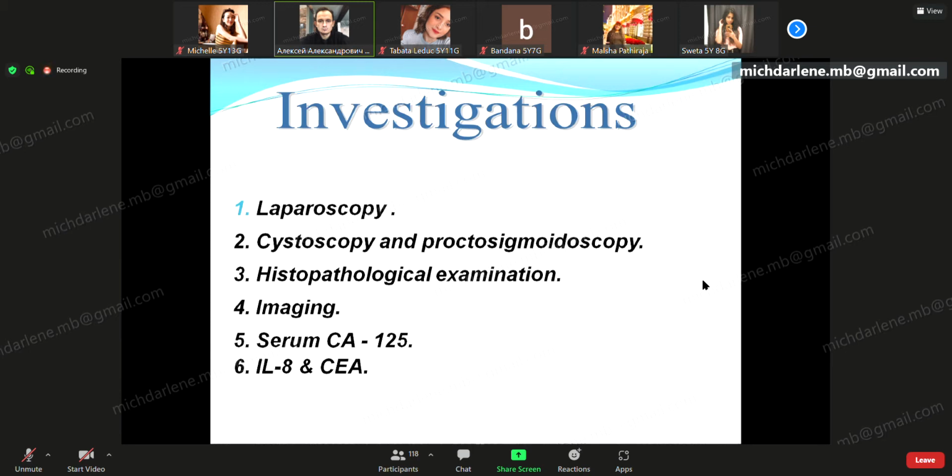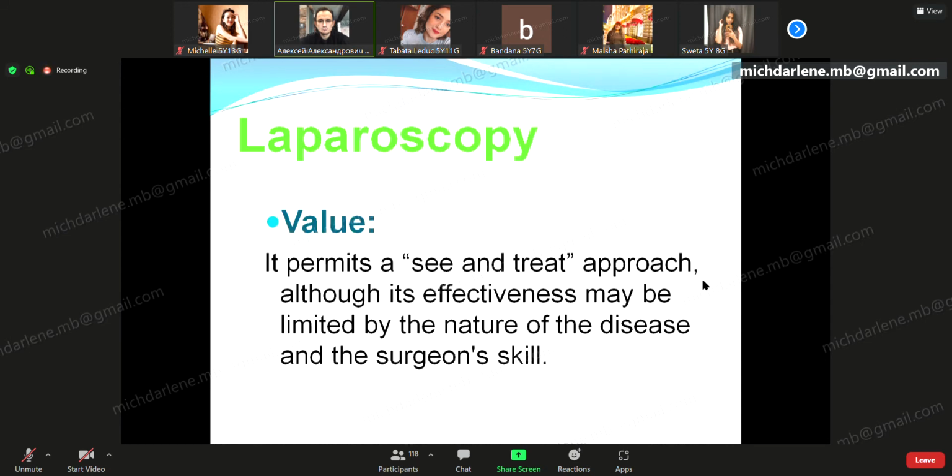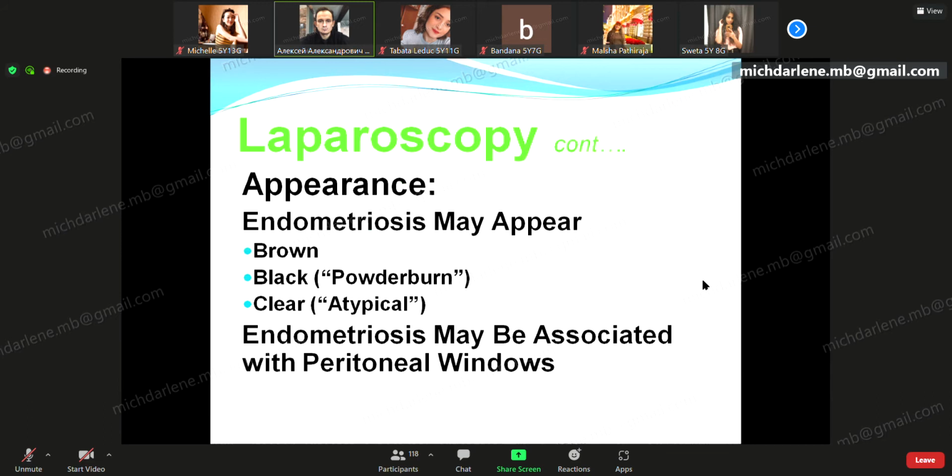That is why the main way for our diagnostic process is the laparoscopic view. See and treat, objectivization, that's the main moment for management of endometriosis. And laparoscopy is the gold standard. We can find it as brown, black, or white spots on the surface of the peritoneum.